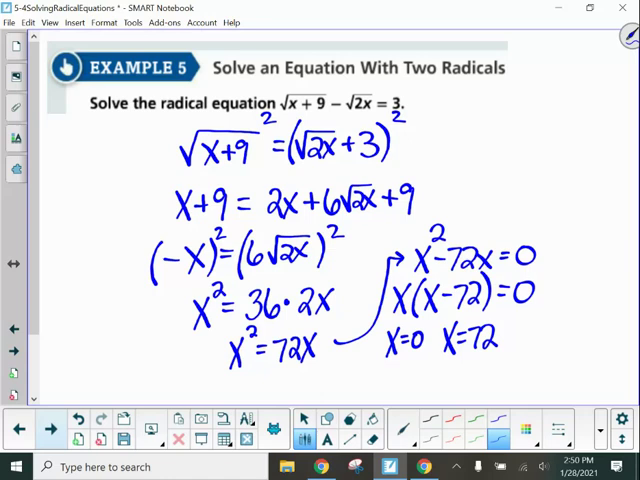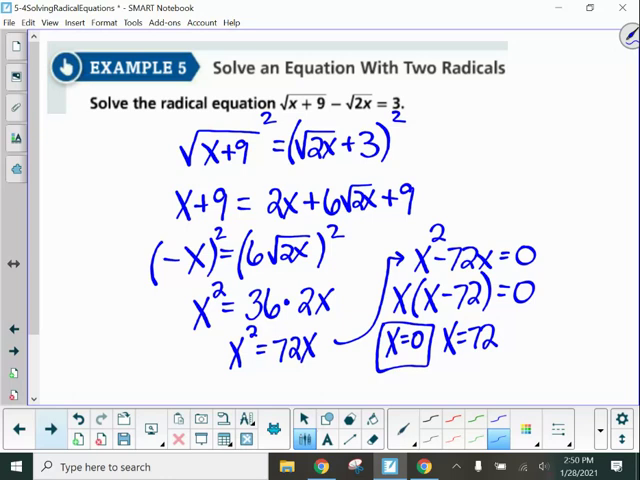Well, if you glance up at your original problem, if you plug in 0, you get 0 plus 9, which is 9. The square root is 3. 2 times 0 is 0. So that square root is 0. 3 minus 0 is 3. So 0 does work.